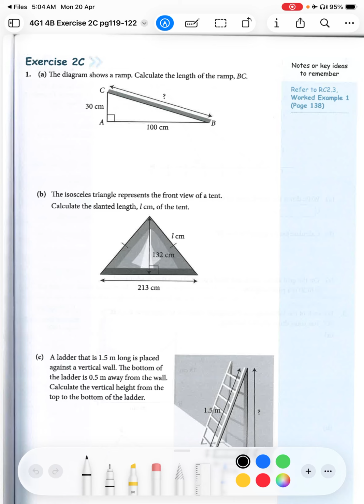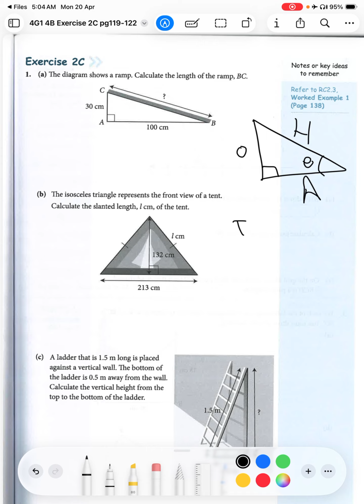So let's do exercise 2C, page 119 to 122. Again, just a quick revision. A right angle triangle. This is the angle, O, H, and A.